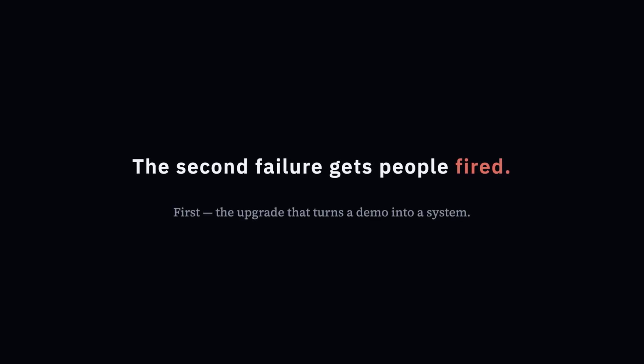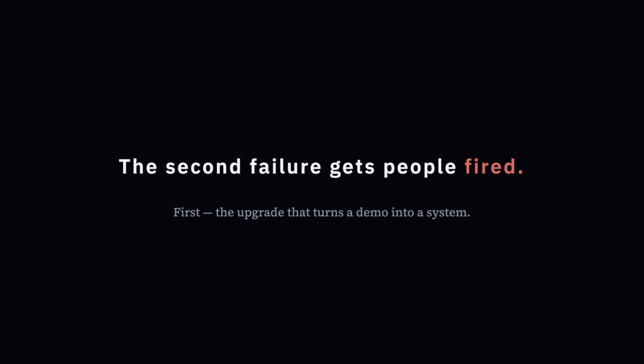Quick heads up, the second failure is sneakier. It's the one that could actually get someone fired, and it shows up when we scale this to 50 contracts. That's in 2 minutes. First, the upgrade that turns this from a demo into a system.